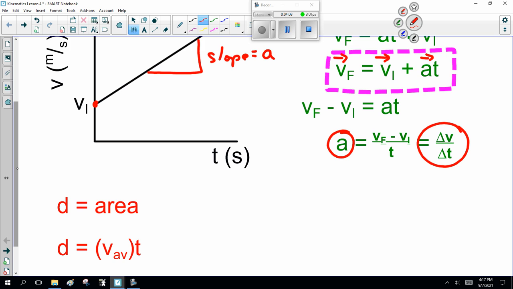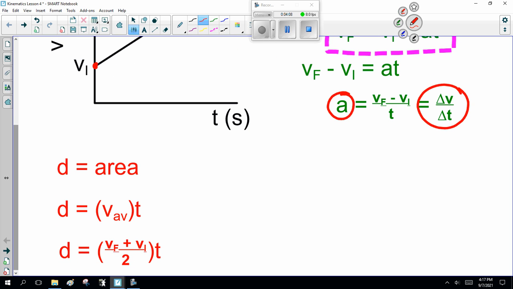The other thing I want to point out is that the displacement is the area under the graph. If you think about it for a sec, we could find v average. Velocity average is the average of your velocities. It's v final plus v initial divided by 2. So I will ask the question: what's the average velocity?